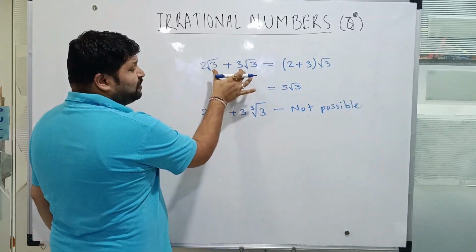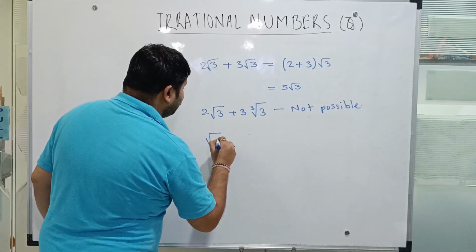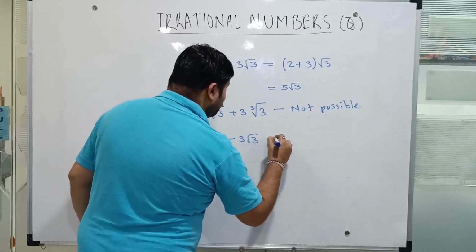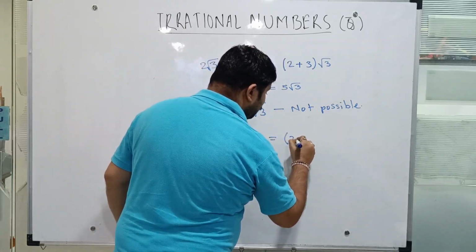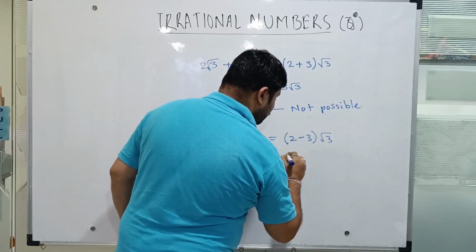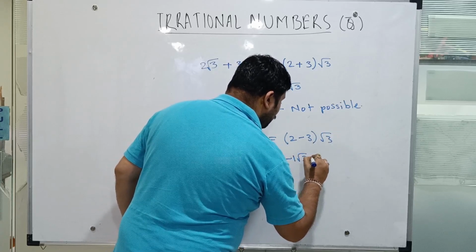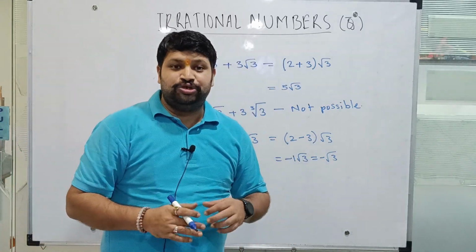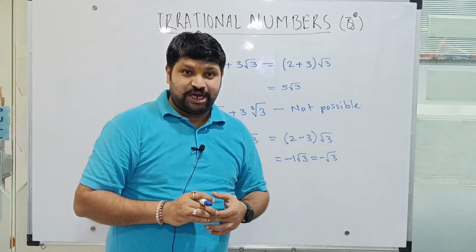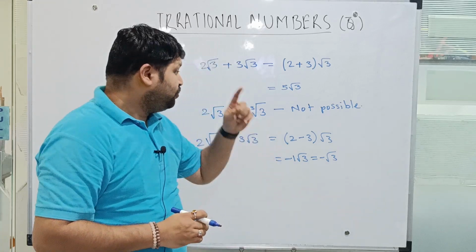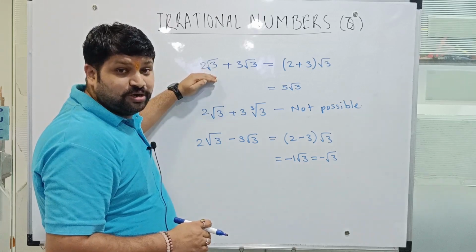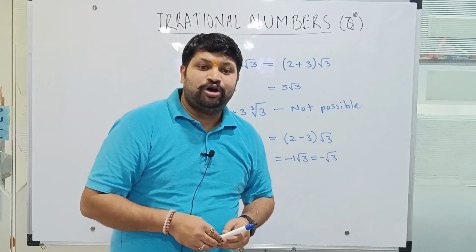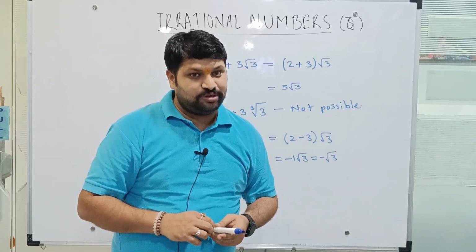Now, what happens if I subtract these two? So if I subtract these two, I'll get 2 root 3 minus 3 root 3. Again, I'll do exactly the same thing. Instead of writing 2 plus 3, I'll write 2 minus 3 times root 3, giving me minus 1 root 3, or simply minus root 3. So this was about addition and subtraction of irrational numbers. You need to keep in mind which root it is and what is the number under the root. Okay, let's go ahead and talk about multiplication and division of irrational numbers.